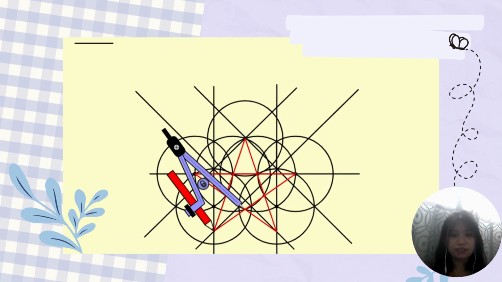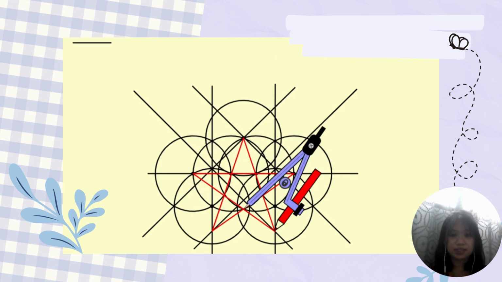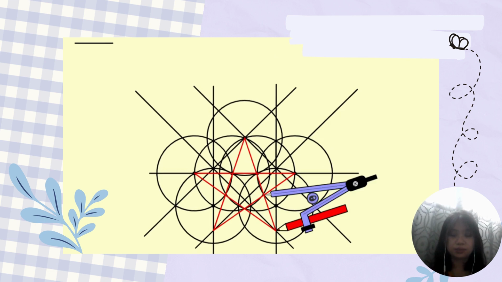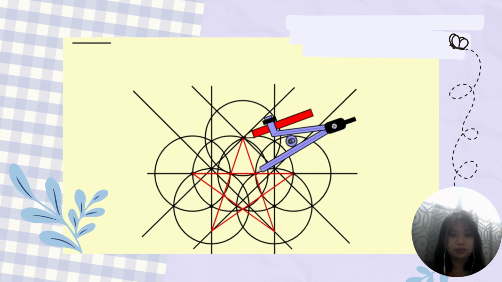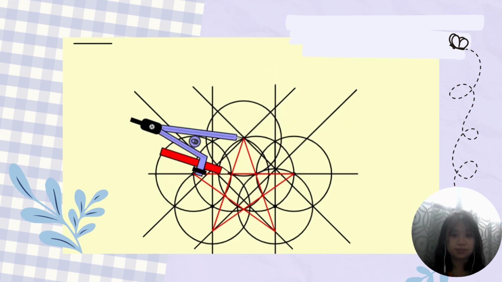To make sure that the length for each side of the 5-pointed star is 1, we use the compass to measure the length of each side to check whether it is the same as the given length 1.